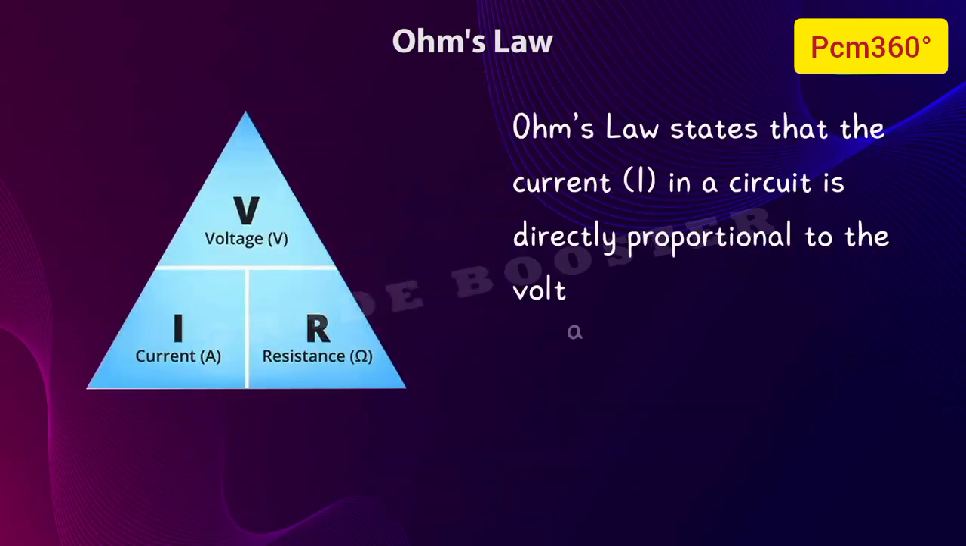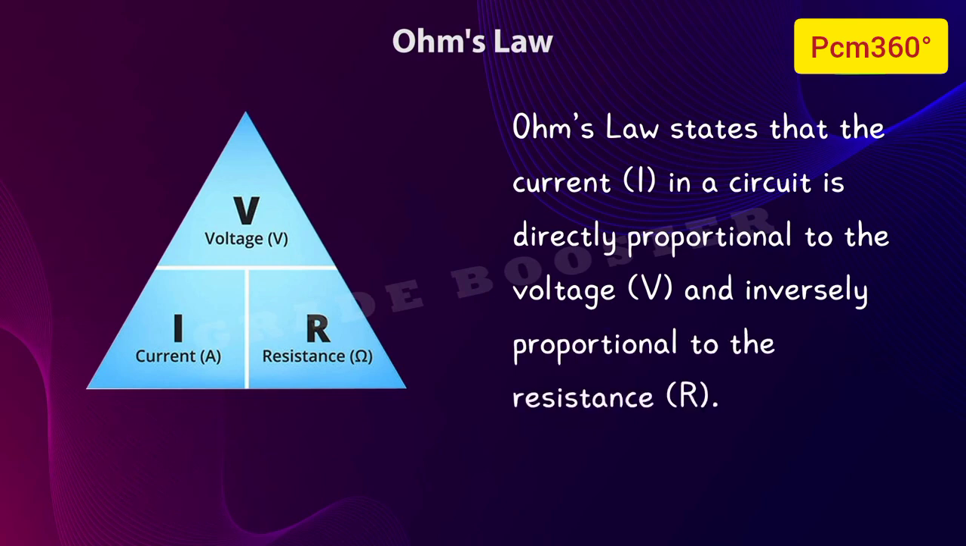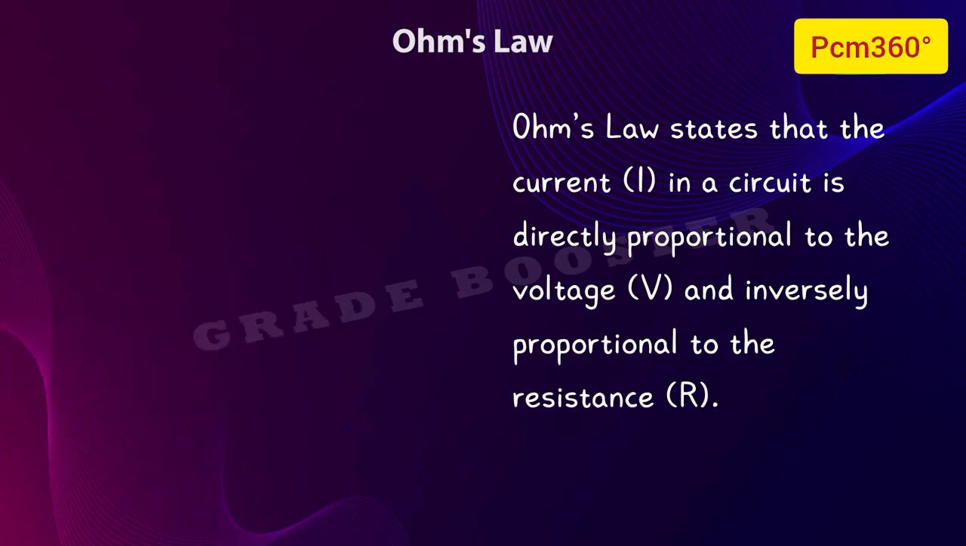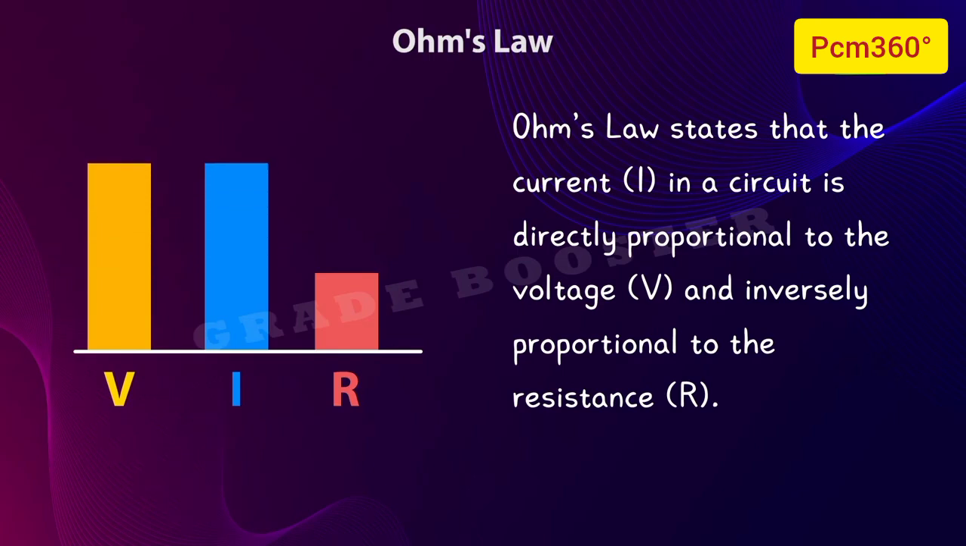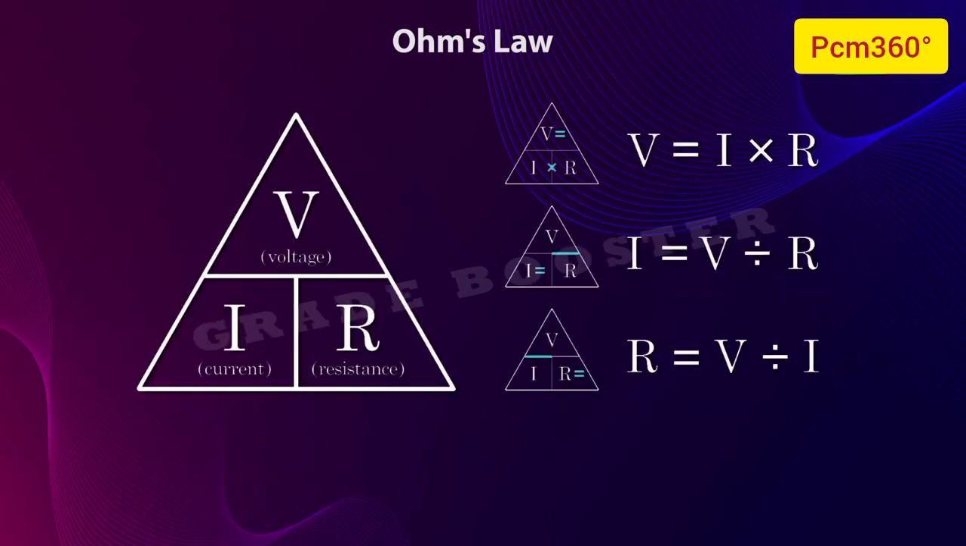Ohm's law states that the current I in a circuit is directly proportional to the voltage V and inversely proportional to the resistance R. In simple terms, if you increase the voltage, the current increases. If you increase the resistance, the current decreases. Mathematically, Ohm's law is written as V equal to I into R or I equal to V by R, where V is the voltage, I is the current, and R is the resistance. So if you know any two of these values, you can calculate the third one.